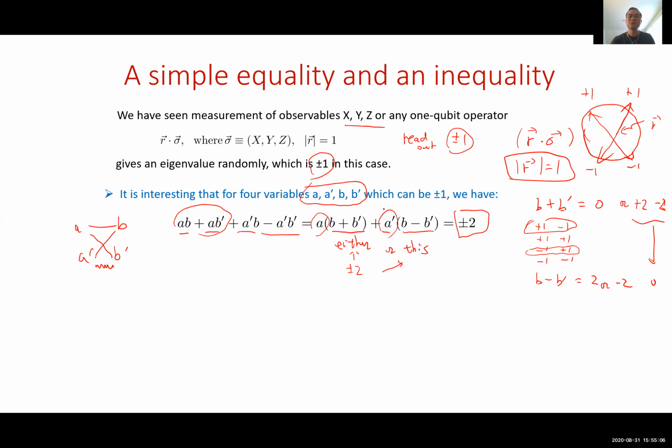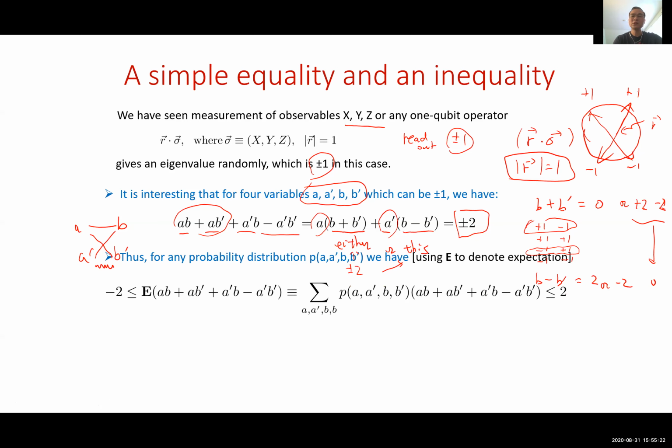So it ends up that this quantity can only be plus 2 or minus 2. It's really just simple algebra, just considering all possible cases.